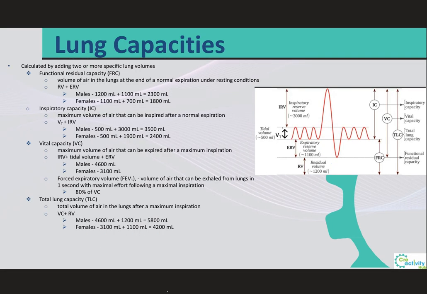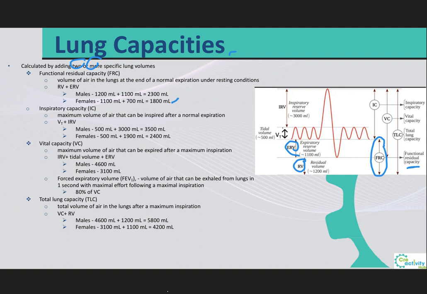Next, we have the lung capacities that are calculated basically by adding together two or more of the specific lung volumes that we mentioned in the previous slide. So let's go over each of these. So functional residual capacity is the volume of air in the lungs at the end of a normal expiration, and it is going to be the sum of the residual volume and the expiratory reserve volume. So in males, this will be about 2,300 mLs, and in females, it will be about 1,800 mLs.